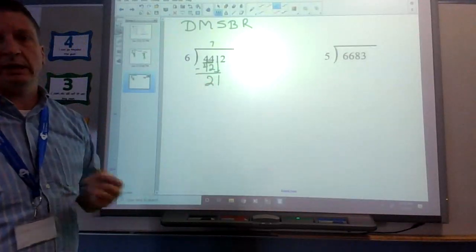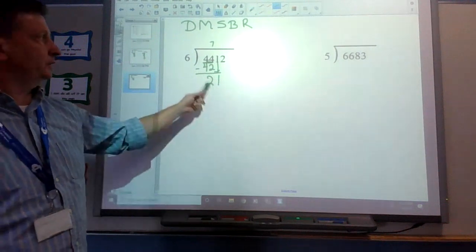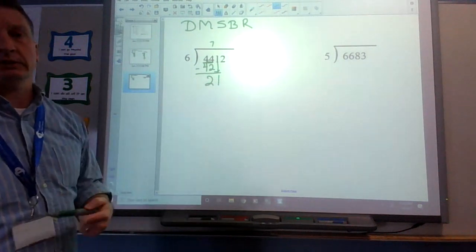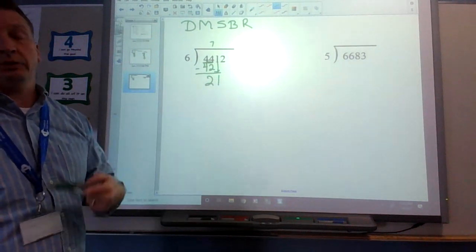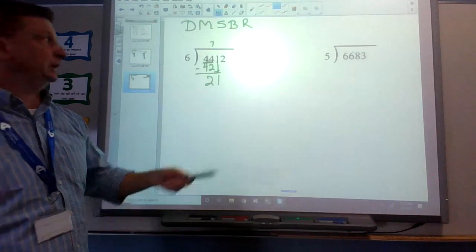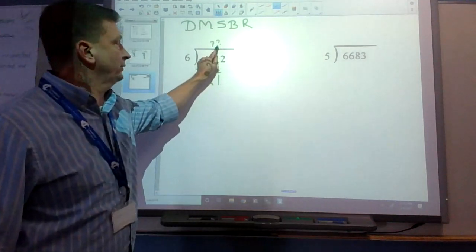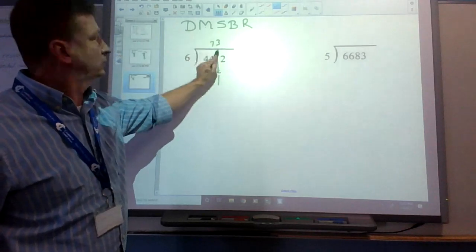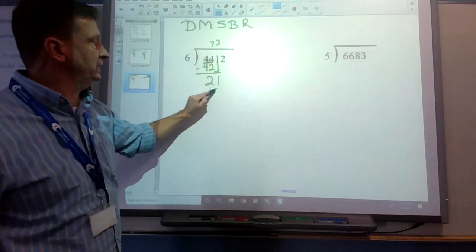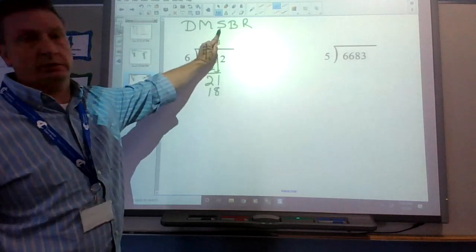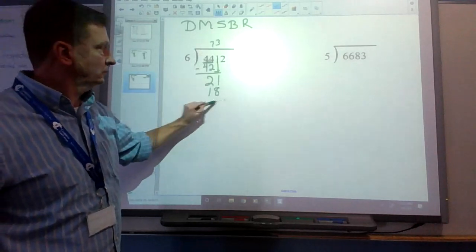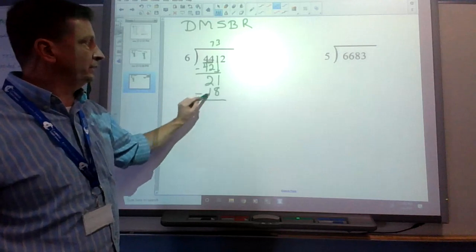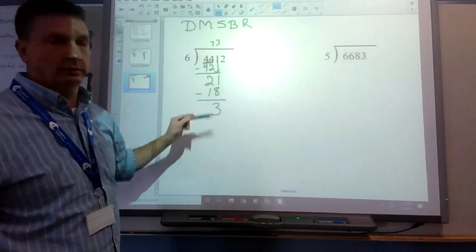Brought the 1 down, I have 21. 21 divided by 6. Well, I know 6 can go in there up to 3 times, because 3 times 6 would be 18. So I'm going to put my 3 directly above the 1. Multiply. 3 times 6 is 18. Sister, subtract. 21 minus 18 is 3.